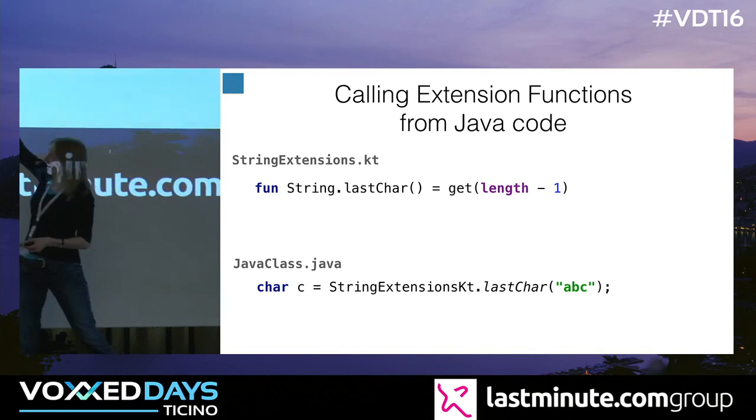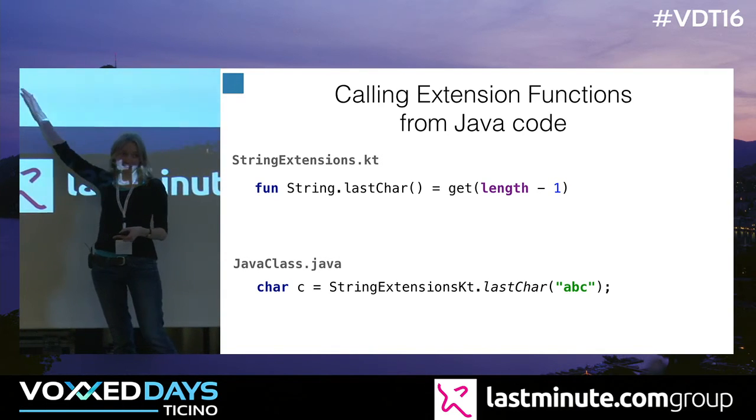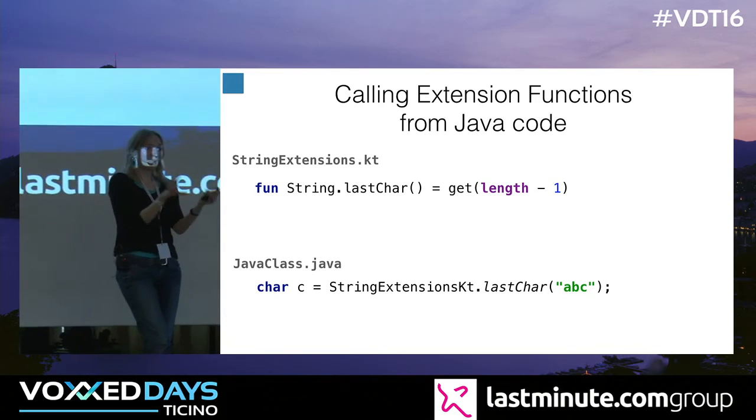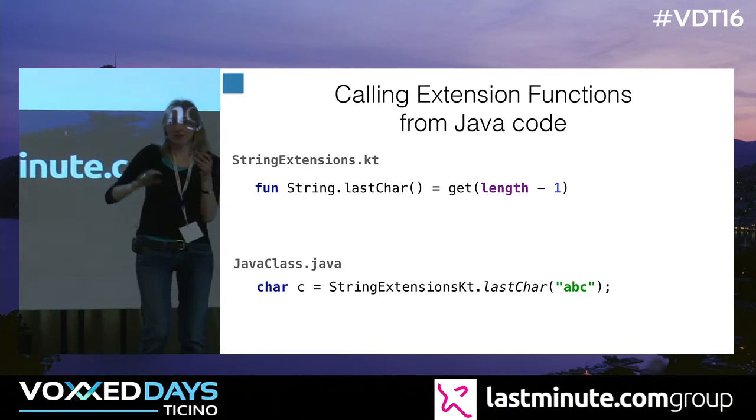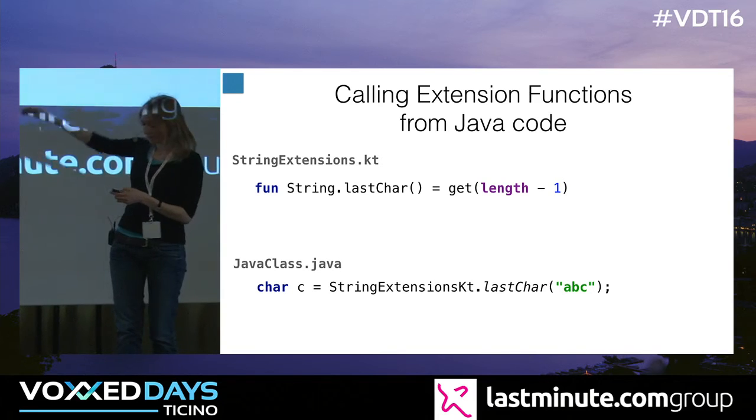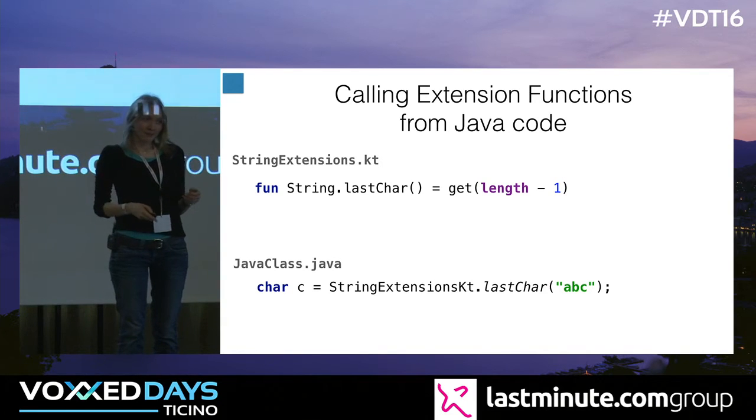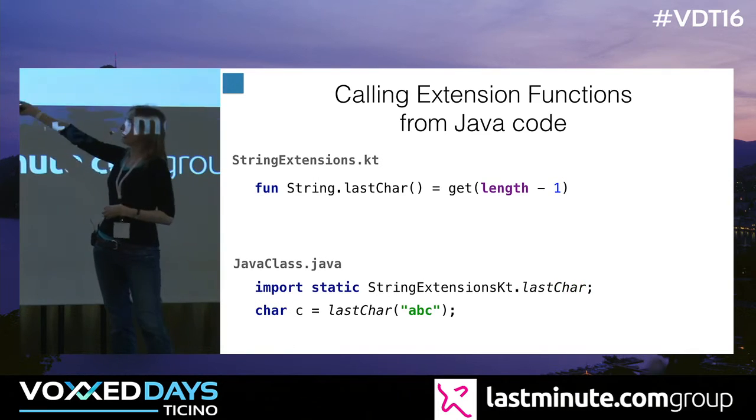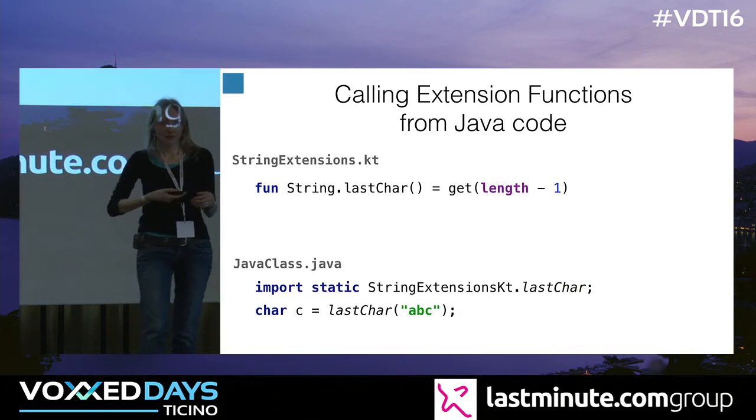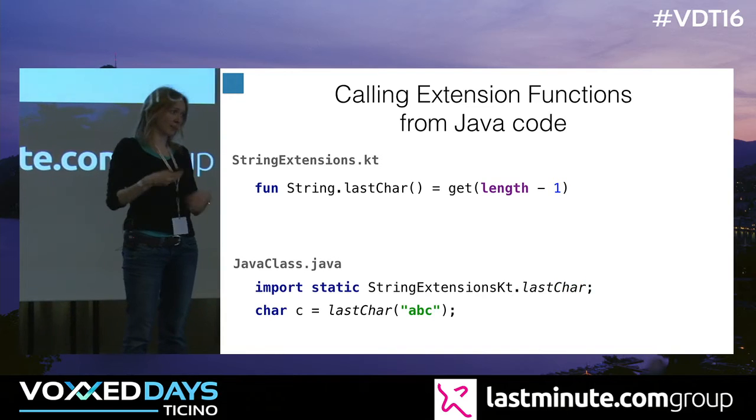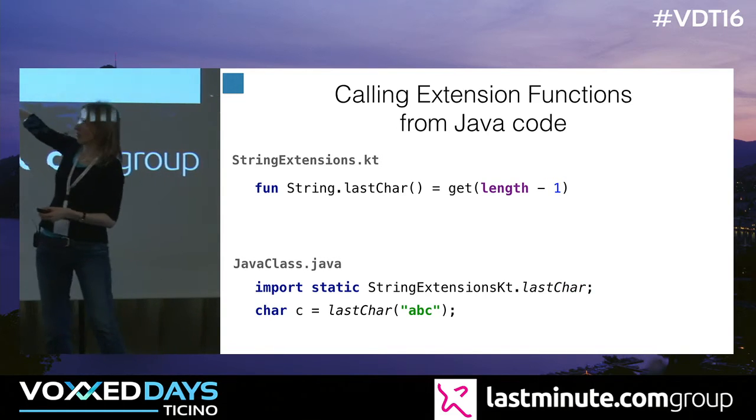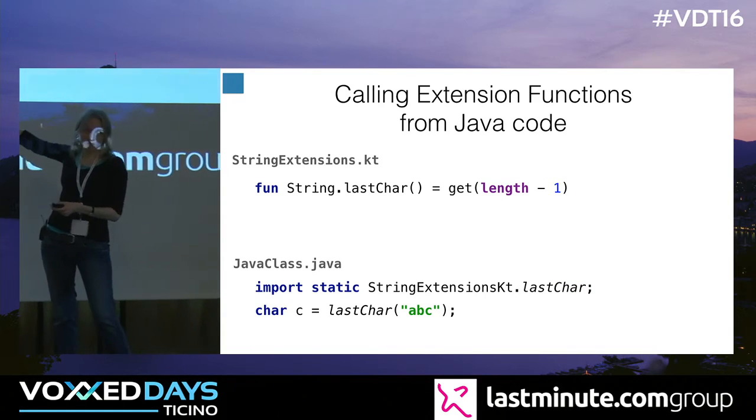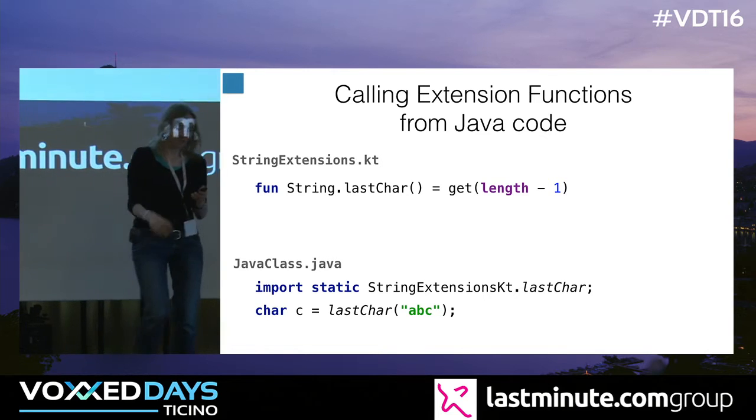There's a special class that is generated from the file name when you declare this function, and under the hood it is a regular static function. And from Java you can, of course, use static import, and it looks like regular Java code. So when you use Kotlin from Java, it looks like Java. That's it.